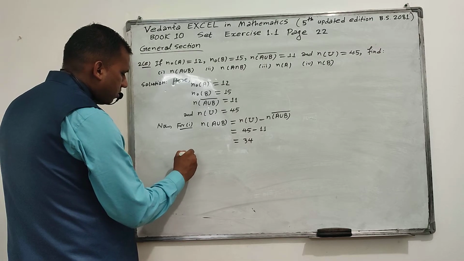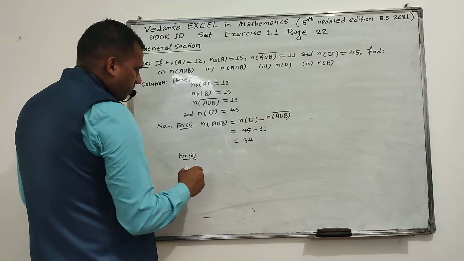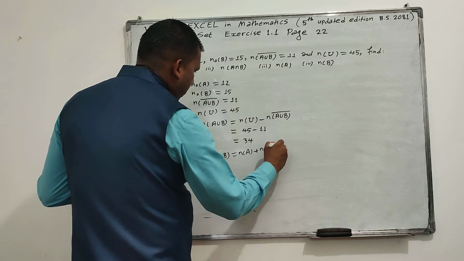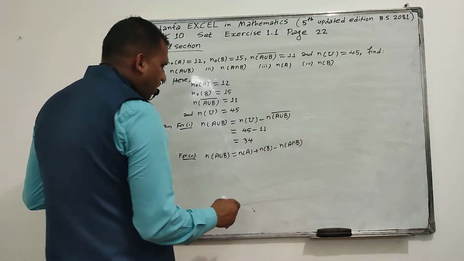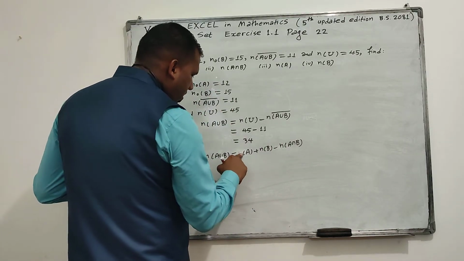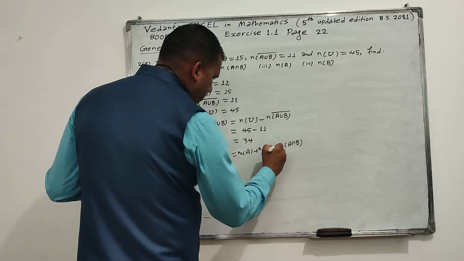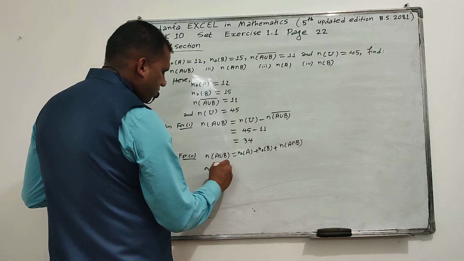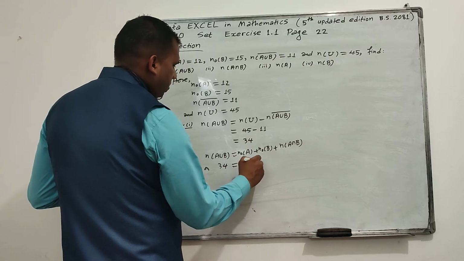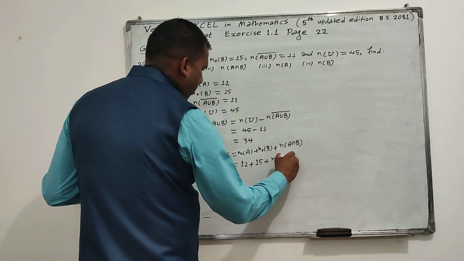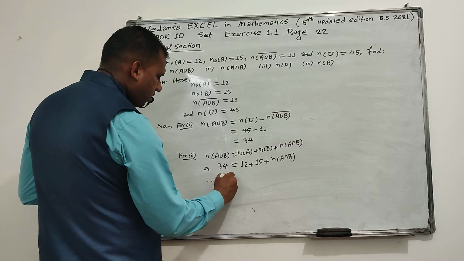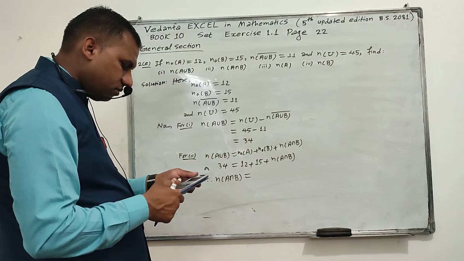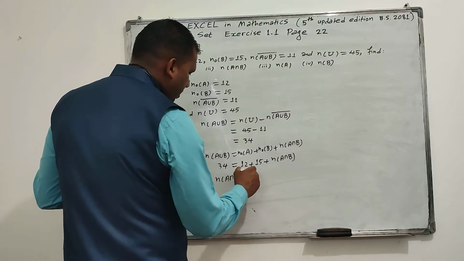For 2, we have to find number of A intersection B. Using the formula, number of A union B equals number of A plus number of B minus number of A intersection B. Or in only form, since only data is given, n not A plus n not B plus number of A intersection B. Now this equals number of A union B, 34, n not A is 12, n not B is 15, plus number of A intersection B. Therefore, number of A intersection B equals 34 minus 12 minus 15. It becomes 7. Number of A intersection B is 7.